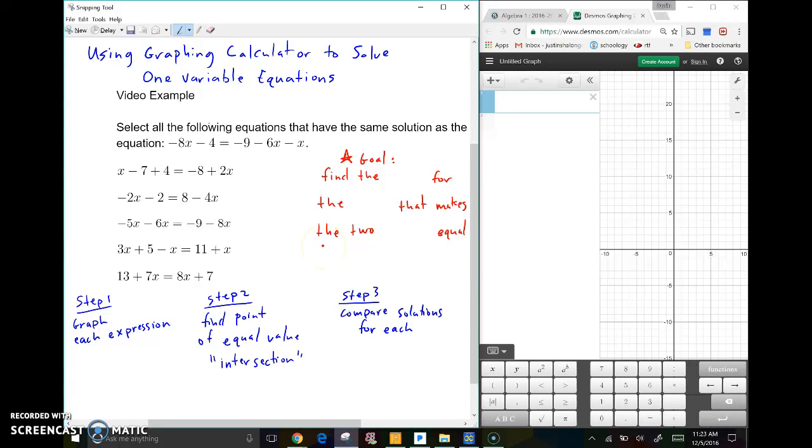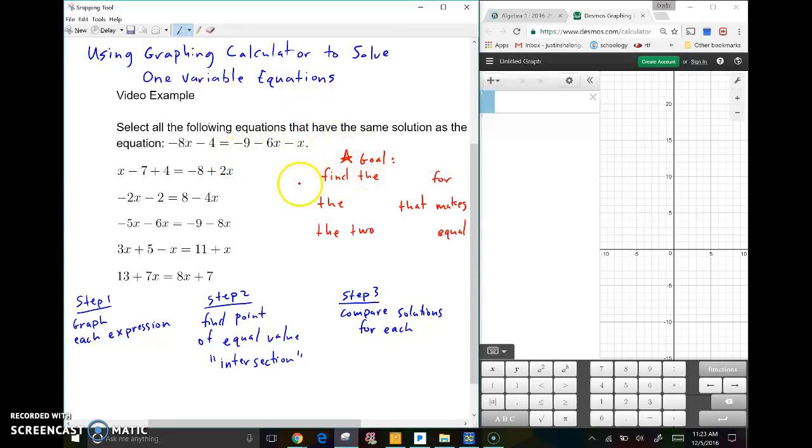This video is going to cover how to use the graphing calculator to solve one variable equations. You can see each of these equations has one variable, that variable being x. The video example says, select all the following equations that have the same solution set as the equation negative 8x minus 4 equals negative 9 minus 6x minus x. So we want to see which of these 5 down here has the same solution as the one it gives us.